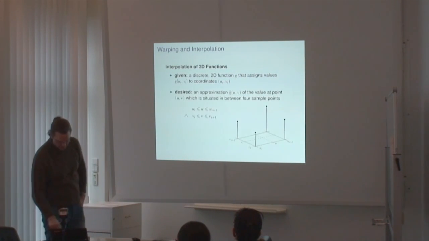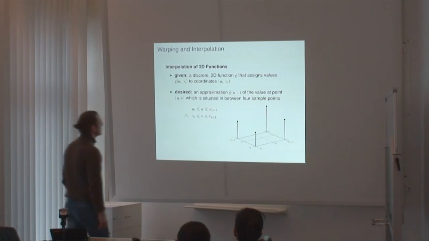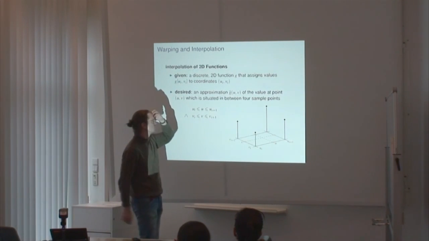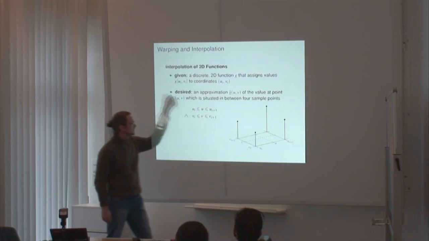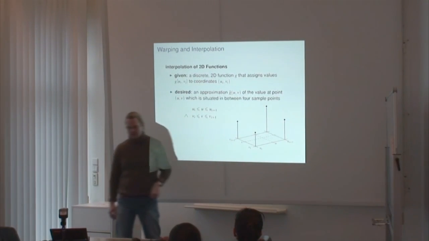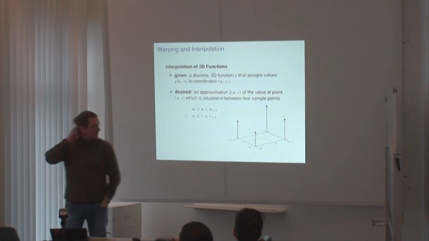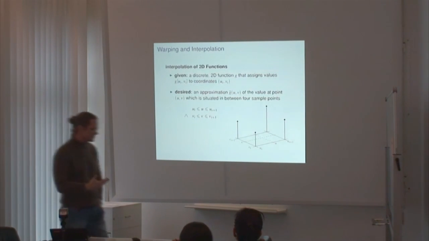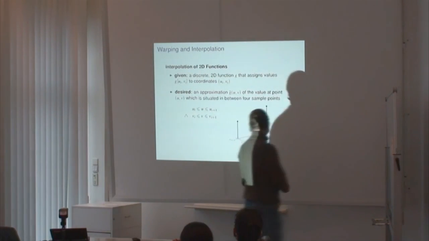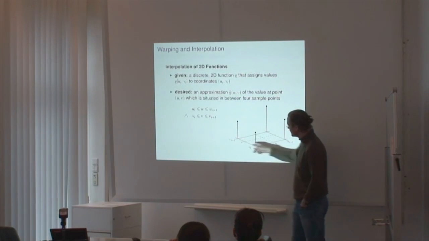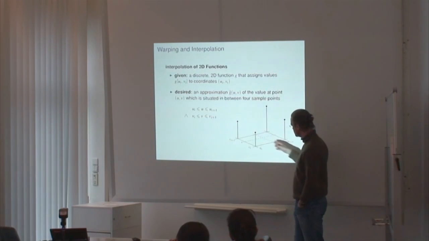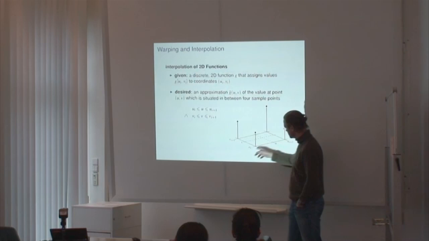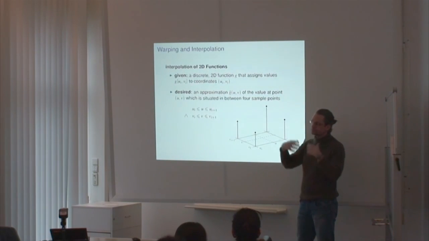Right? And what we are looking for is an approximation, or interpolation I should have said, and I again will call it g head in our case, such that we can compute a reasonable function value at coordinates u and v that are situated in between those discrete coordinates we are given.